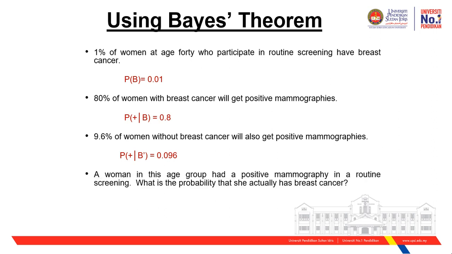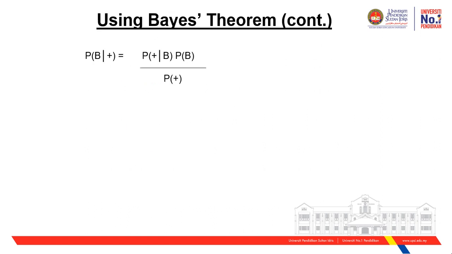Okay, so the question is, what is the probability that she actually has breast cancer? P(B | positive). So this is the one that you want to find. First of all, of course, you need to relate with the formula of Bayes theorem. So this is the formula of Bayes theorem. Of course, not necessarily you use plus here for positive. You may change it as P or whatever later that is easiest for you to understand the situation.